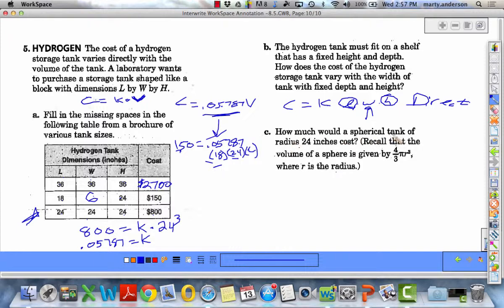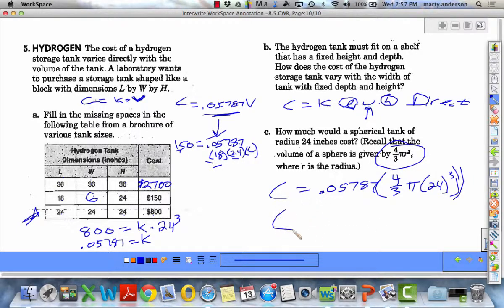And then how much would a spherical tank of radius 24 inches cost? First thing you need to know is how to find the volume of a sphere, which is 4/3 pi r cubed. Well, the cost is still going to be equal to this same constant times 4/3 pi r cubed. Work that out, and I think you get 3351.03.